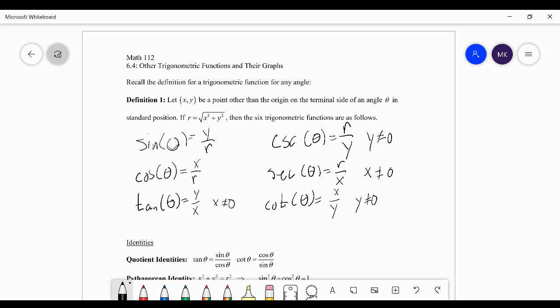Now you may ask, how come in sine and cosine there's no restriction that r can't be 0? The reason is, very simply, this point is something other than the origin, and r is calculated as simply the distance from the origin to this point. Distances cannot be 0 unless it is the distance between the same thing, and since (x, y) is not the origin, r cannot be 0. So we get these lovely six trig functions.